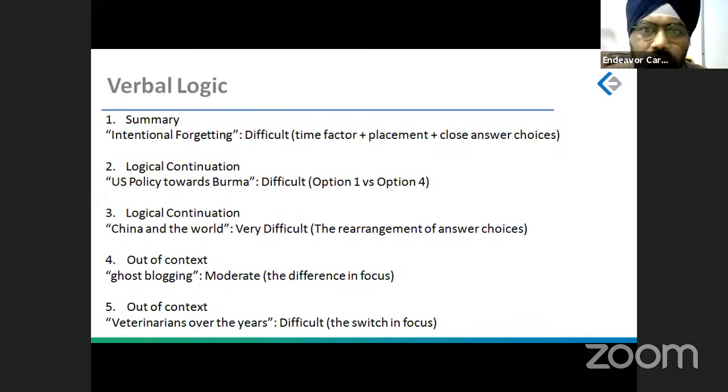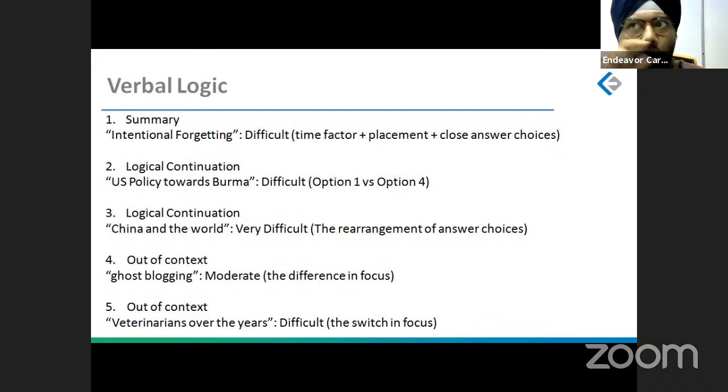Then 2 logical continuation questions, they must have taken more than one person by surprise. For those who have not been taught logical continuation, you should not have touched them at all. Because both the questions are either level 3 or level 4, so you were not supposed to attempt them. But people tried. US policy towards Burma, 2 answers very close. China and the world, look at the explanation. We need to rearrange answer choices. It is the criticism going on. So you have to keep that in mind. If you have not been taught or if logical continuation is not your strength, then there was no way you would have attempted question numbers 2 and 3.